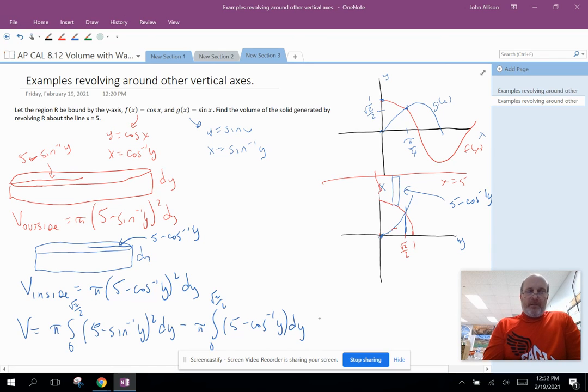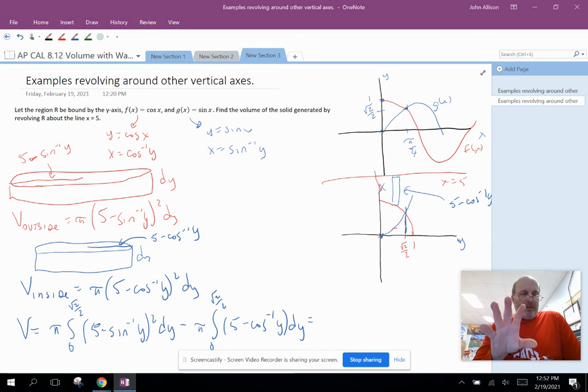And you can evaluate that on your calculator. Those are ones we wouldn't have to evaluate by hand. They might be ones on the FRQs where you set the integrals up and don't have to evaluate, or you might have them on the calculator portion where you would have to evaluate them on the calculator. But those are a couple examples of revolving around a vertical axis other than the y-axis, or the x-axis. Sorry, the y-axis.